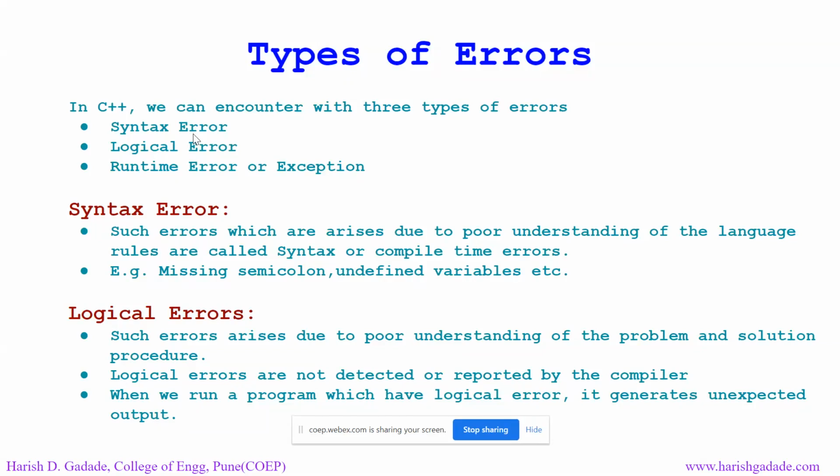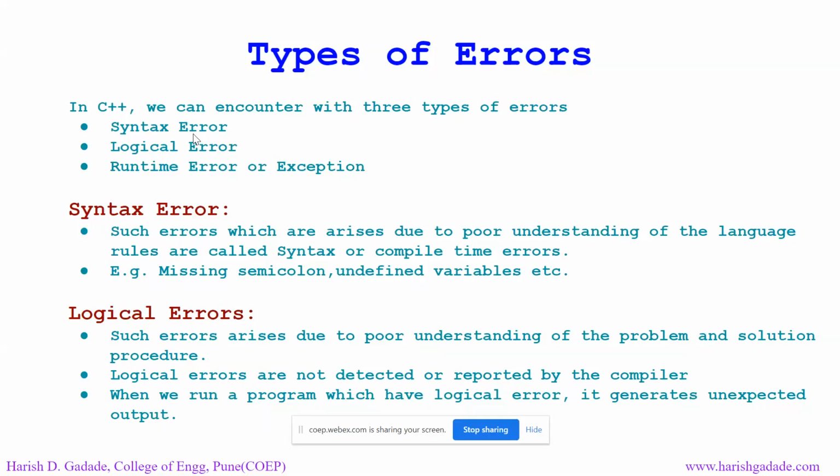And whatever the statement for these errors is, it differs for different compilers, right? So don't say that this particular statement is for every compiler. Different compilers will interpret or display the statement related to that error differently. Okay. Now the second one is the logical error. Such errors arise due to poor understanding of the problem and solution procedure. As I told you, if you do not have a clear idea about the logic, then you will get a logical error. Logical errors are not detected or reported by the compiler.